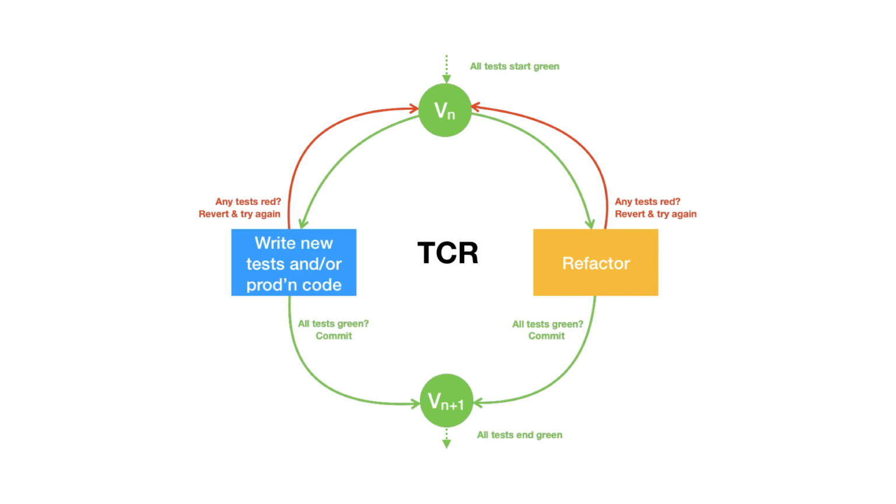We talked before about the TCR workflow, test and commit or revert. Basically, you start from a green version, passing all tests. You write some new code. It could be test and production code, or it could be refactoring, structural changes. Either way, you run the tests. If they run red, you revert and try again. If they run green, you commit and go on to the next action.